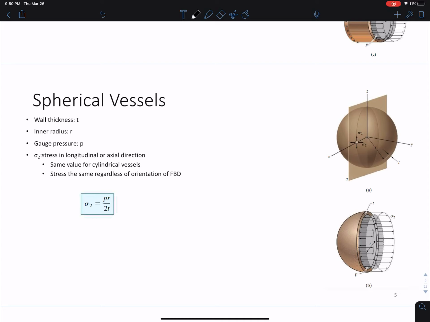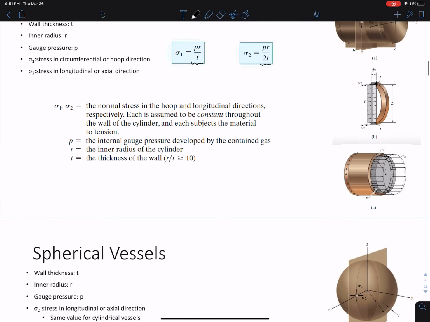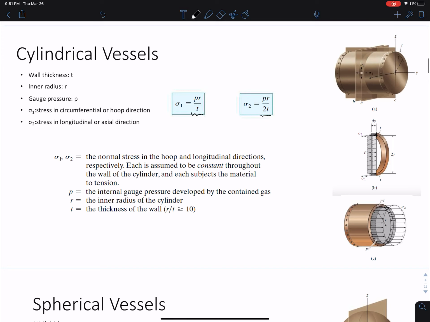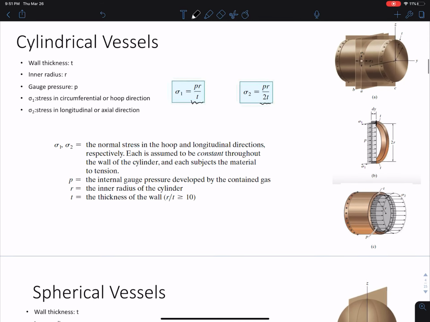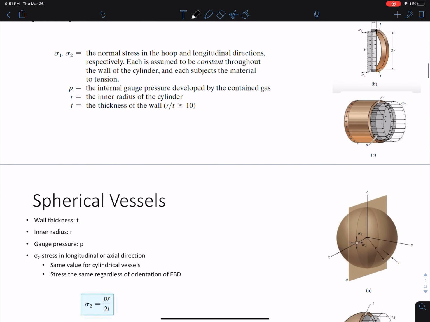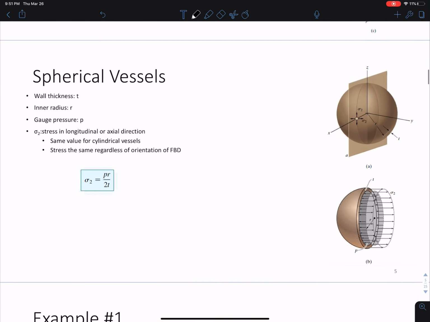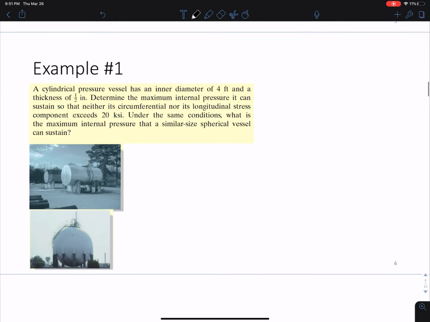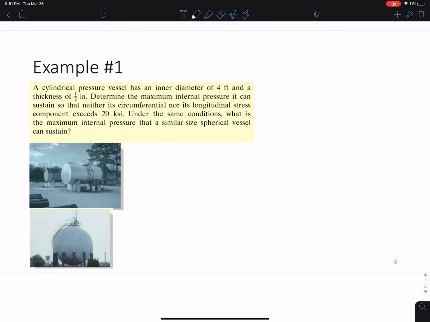And when we do isolate that little differential block, we see that sigma 2 and sigma 1, or any sigma at the face of this block, is equal. So really all we have to worry about for spherical vessels is plugging into sigma 2. The reason we have this as sigma 2 and not sigma 1 is because it's actually equal to the sigma 2, that longitudinal or axial direction that we calculated for cylindrical vessels. So it's really just these two equations, and they apply to everything here. That's all we really need to know to jump right into an example.